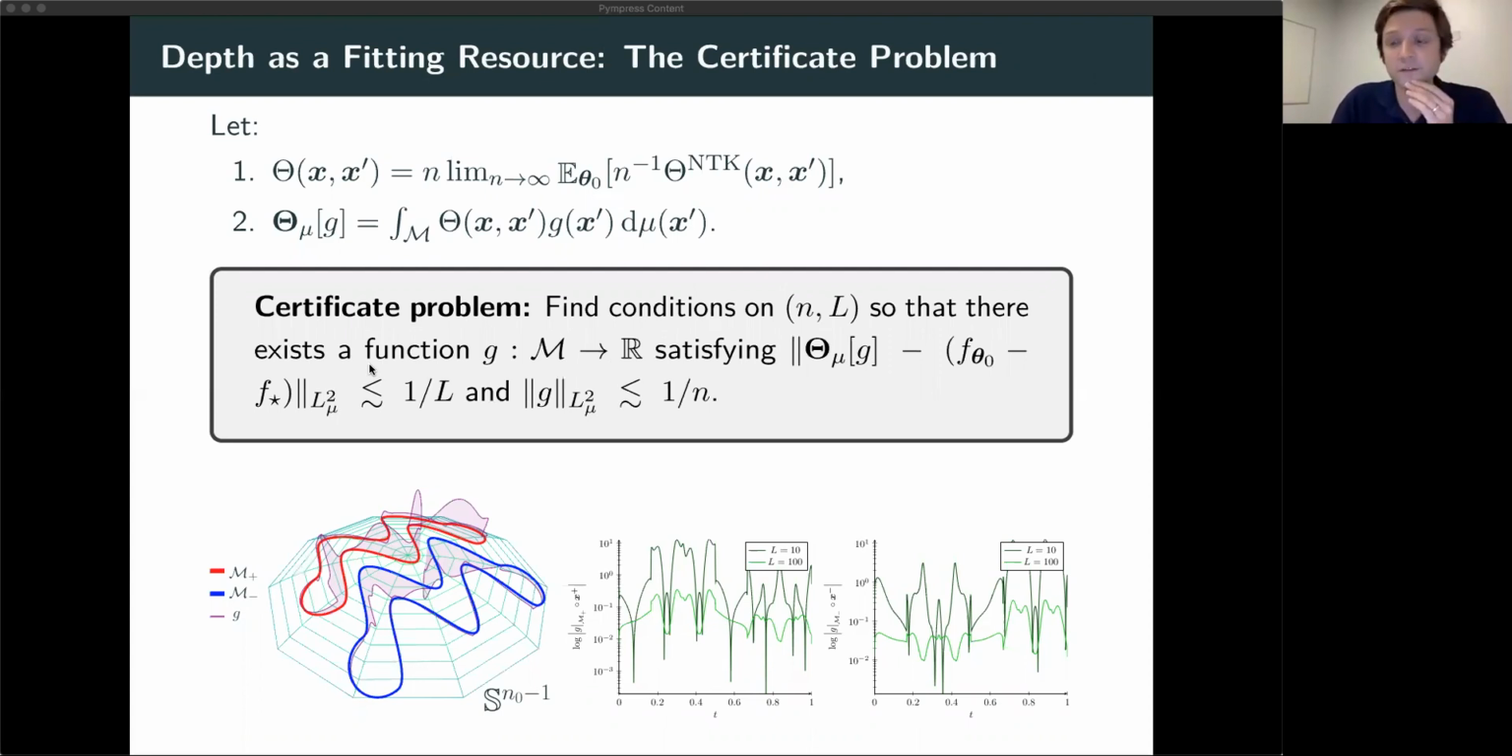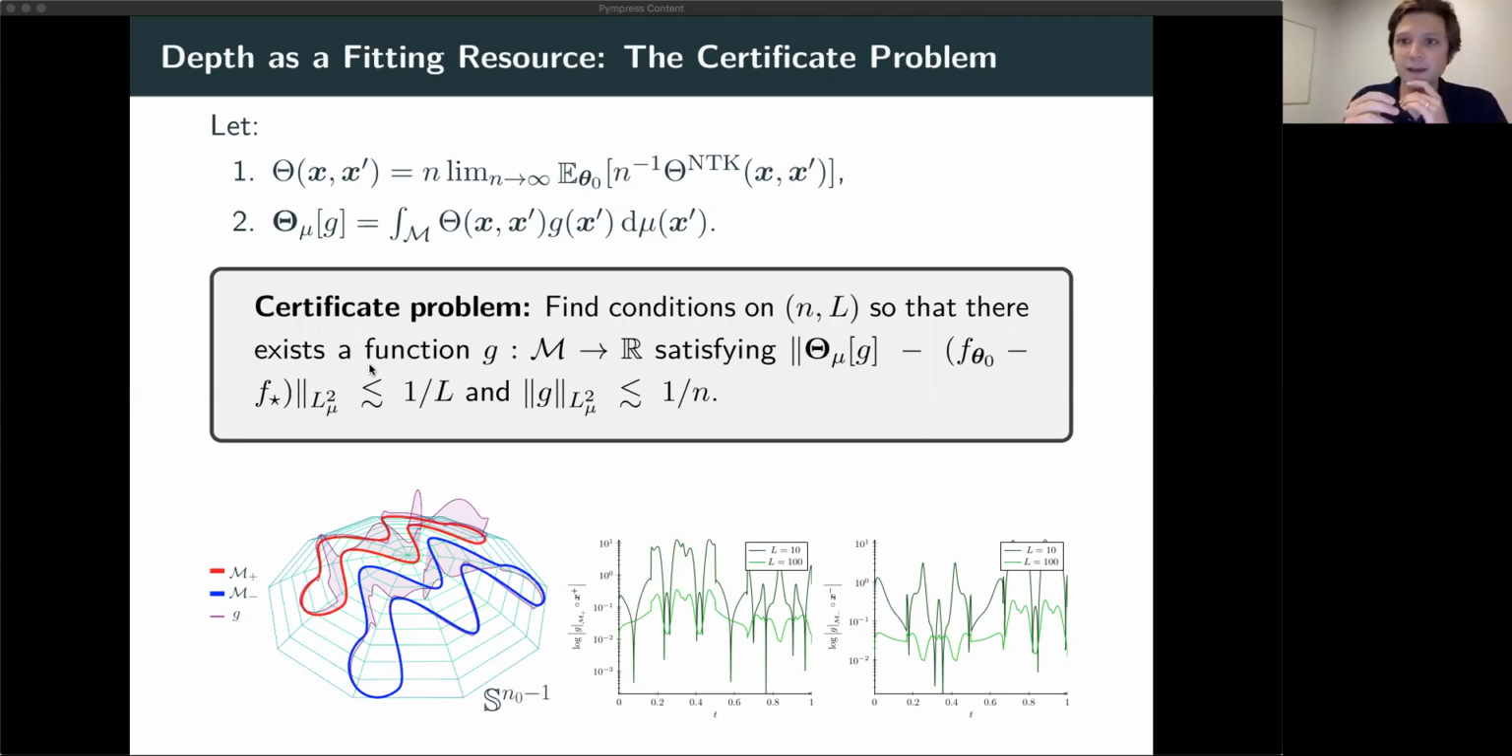So I will, in the rest of the talk, use this theta kernel notation to denote the appropriately scaled infinite width expected neural tangent kernel. And I'm going to use a bold theta to denote the integral operator that's associated to that kernel. So with that notation, the certificate problem, which is sort of abstract, but I'll try to interpret it, is to find conditions on the width and the depth, these two parameters, so that we can find a certain approximate solution to this specific integral equation involving the NTK and the initial random network f sub theta 0, actually the initial random error, so that network minus f star.